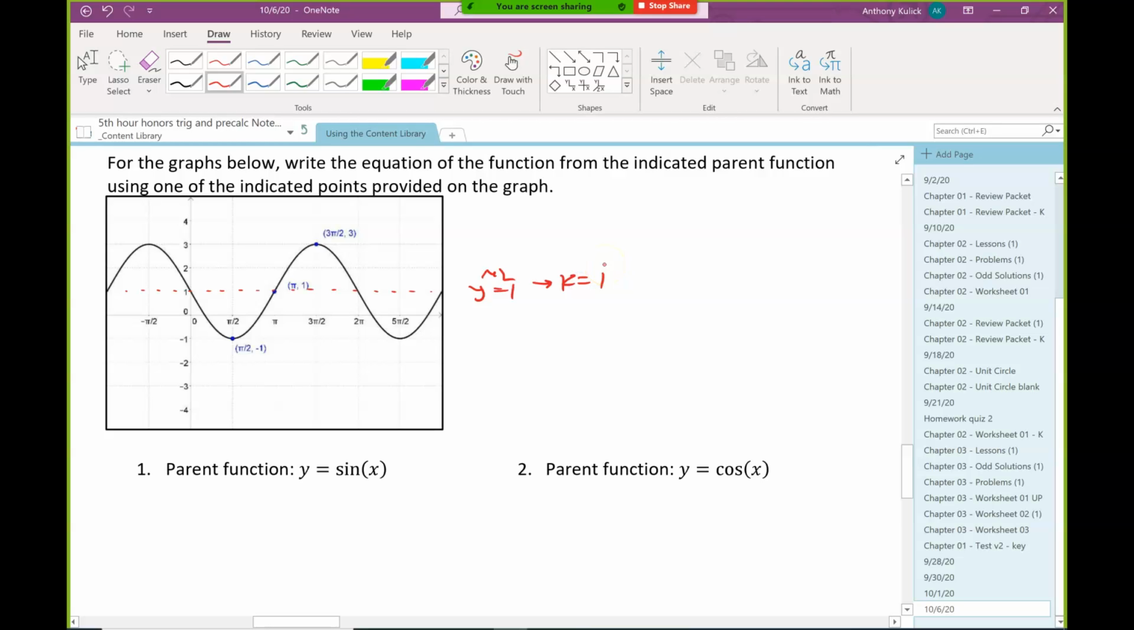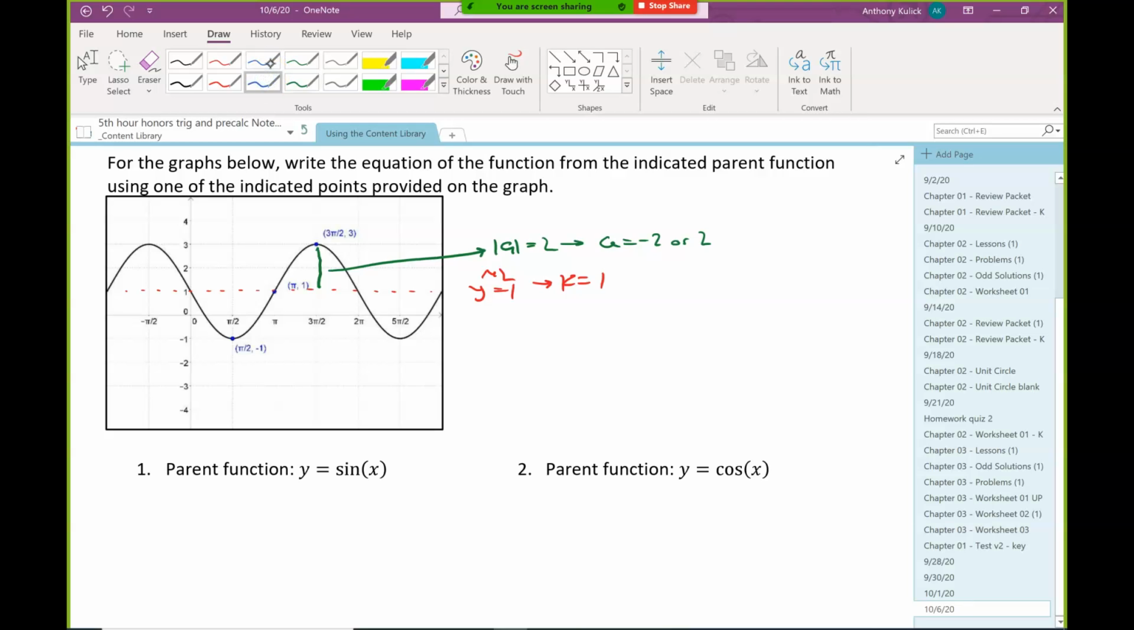So I can see that the k value is 1 right away. Elizabeth, are you okay with that? Okay. And the amplitude then is just the distance from a max or a min back to that midline. So again, without having to do really anything more than some counting, I can see that the amplitude is 2, so the A is either positive 2 or negative 2.